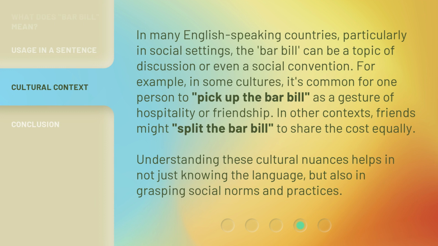In many English-speaking countries, particularly in social settings, the bar bill can be a topic of discussion or even a social convention. For example, in some cultures, it's common for one person to pick up the bar bill as a gesture of hospitality or friendship. In other contexts, friends might split the bar bill to share the cost equally. Understanding these cultural nuances helps in not just knowing the language, but also in grasping social norms and practices.